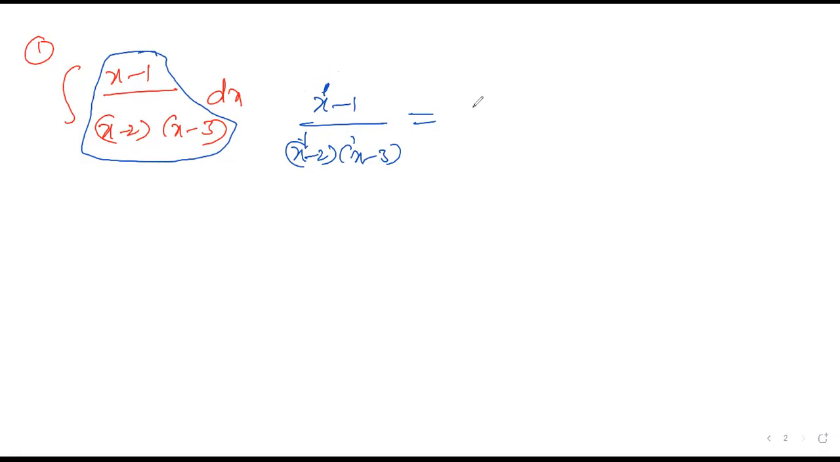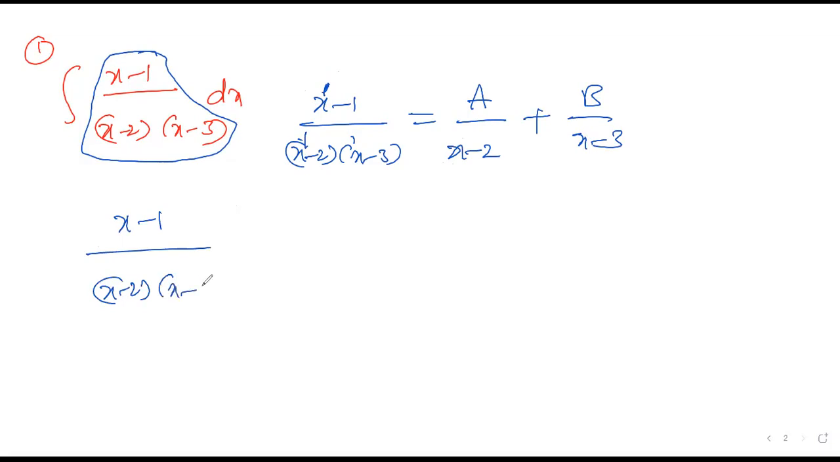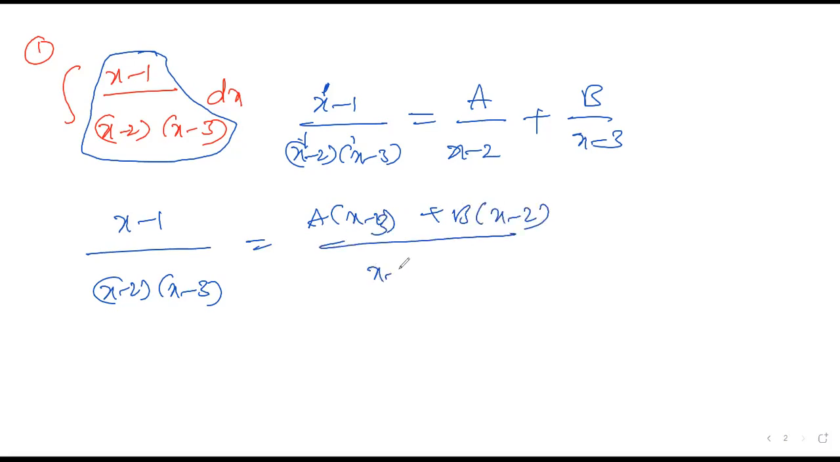Now tell me your method. Method 1: a by x minus 2 and b by x minus 3. Clear? Yes, sir. So you need to find out the value of A and the value of B. We have to take LHS, x minus 1 by x minus 2 into x minus 3. We can take the LCM: a into x minus 3 plus b into x minus 2, over x minus 2 into x minus 3.